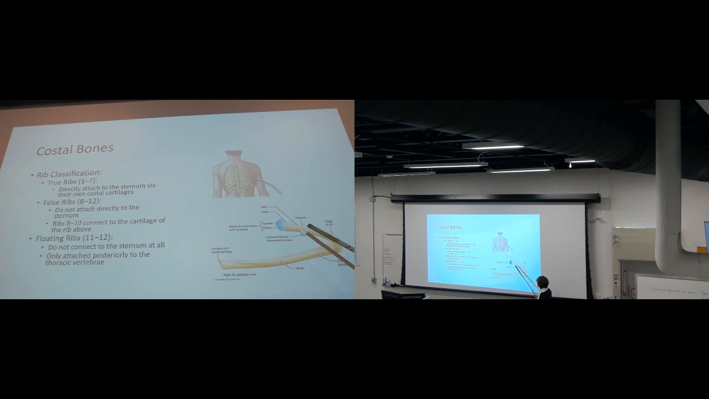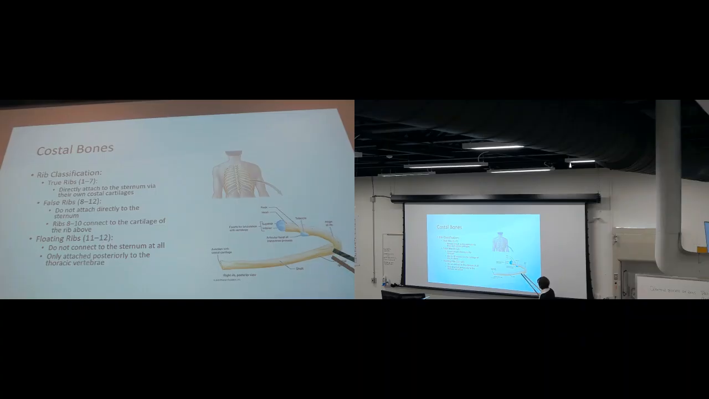So here are the different parts of the ribs then. This is the head. It has articulation for superior and inferior vertebrae. This is the neck. This is the tubercle. This is the articular facet for the transverse process. These are the articular facets for the body of the thoracic vertebrae.